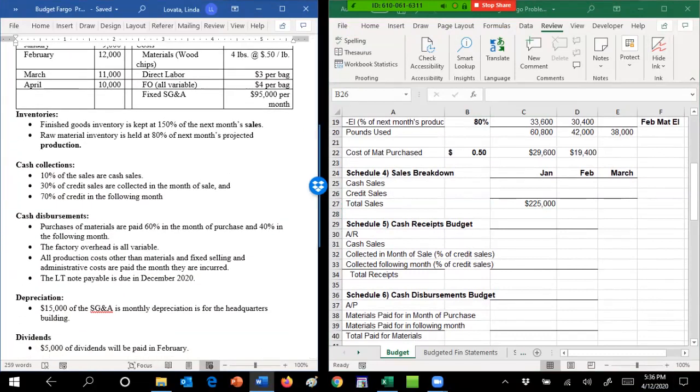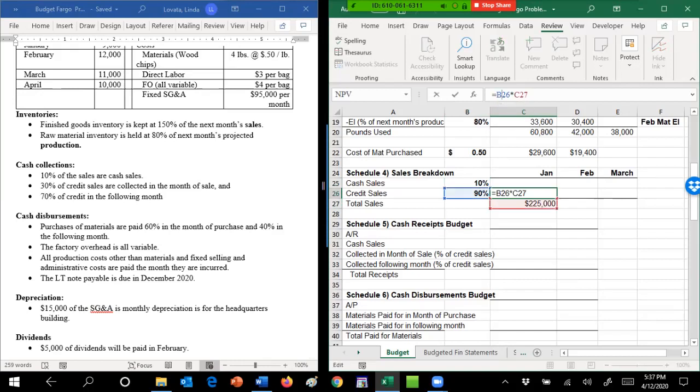So it tells you, in real life, we would ask our collections people. But in this case, it tells us 10% of the sales are cash, and the other 90% are credit. So if 10% are cash, the other 90% are credit. So I need to take the 90% times my 225. And my life's going to be a lot easier if I put those dollar signs around there.